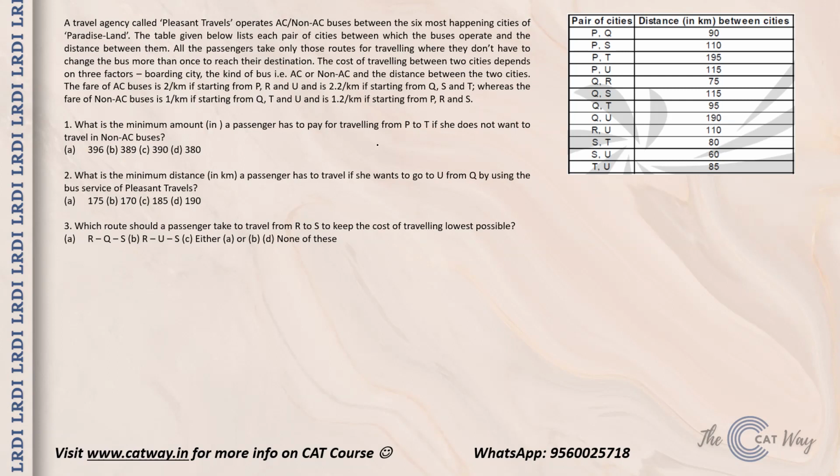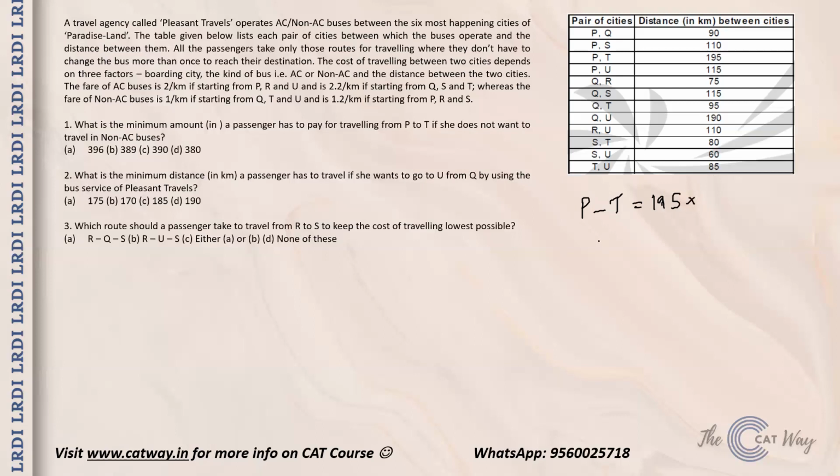So the first one is: what is the minimum amount that a passenger has to pay for traveling P to T if she does not want to travel in a non-AC bus? So you have to basically travel in an AC bus, and you have to go from P to T. So P to T, the first route could be directly from P to T. Directly you can go from P to T, and that will be 195 distance.